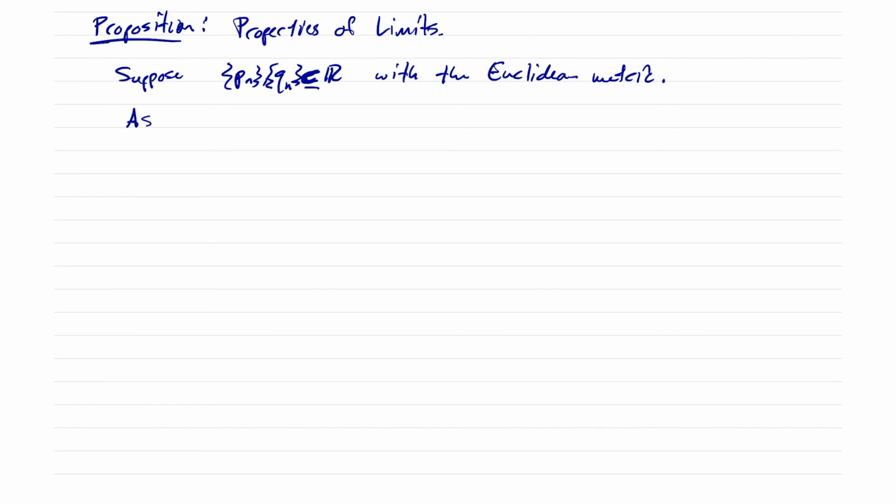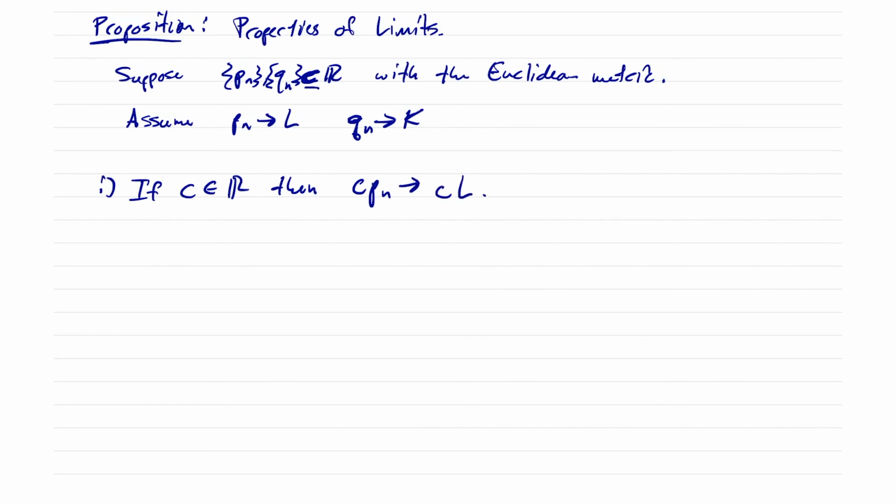And we're going to assume that Pn converges to L and Qn converges to K. So I guess first thing we should say is, one, if C is in R, then C times Pn converges to C times L. Two, we also have that the sequence Pn plus Qn converges to L plus K. And we can put a minus sign on there too, so plus or minus.